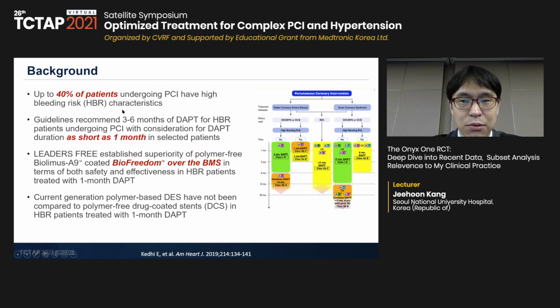Among these patient populations, current guidelines recommend the usage of DAPT for 3 to 6 months, or even as short as 1 month. Previously, the LEADERS FREE trial compared the BioFreedom stent with the BMS in HBR patients and demonstrated the safety and efficacy of the BioFreedom stent. However, the BioFreedom stent is not a stent that we really currently use in real-world practice. So there was no study that had compared the DES with the BioFreedom stent using a 1-month DAPT strategy.